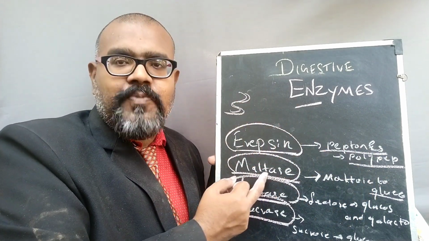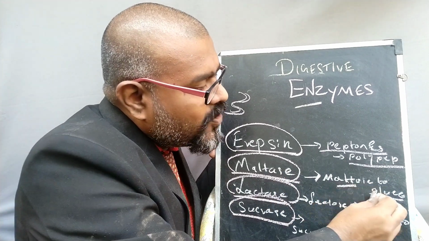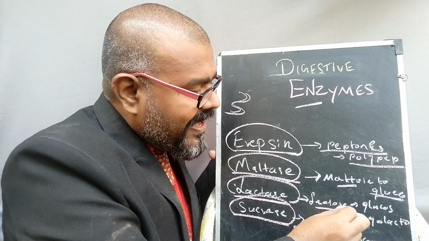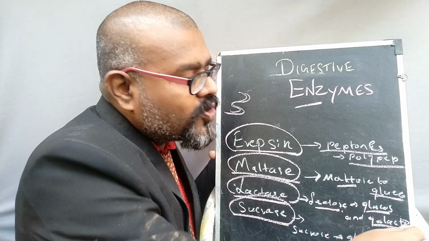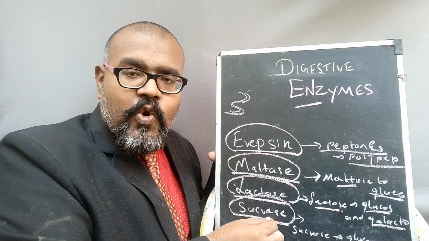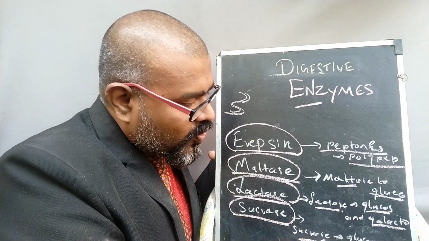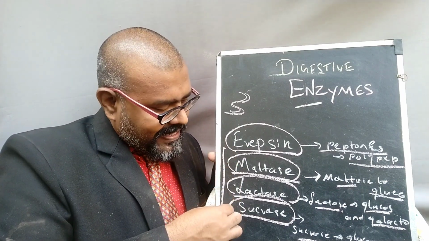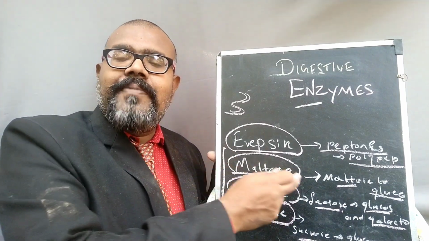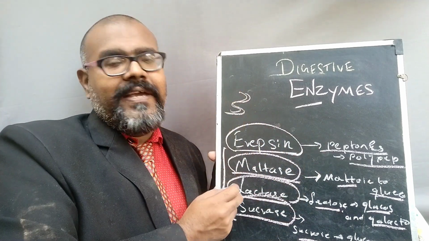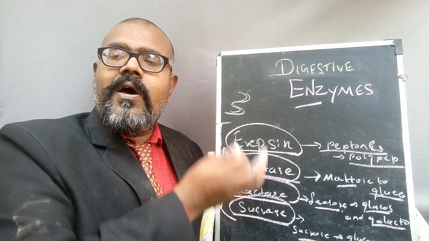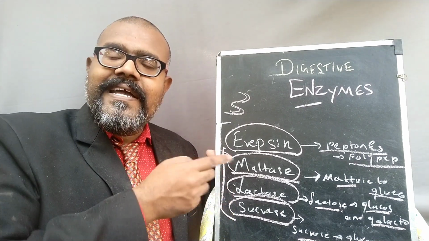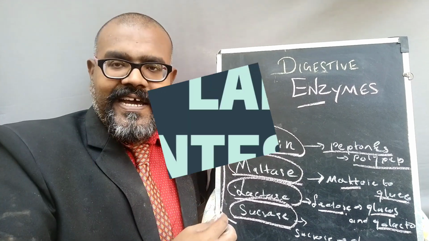Then maltase is responsible for breaking down maltose into glucose. Lactase is responsible for breaking down lactose into glucose and galactose. Sucrase is responsible for breaking down sucrose into glucose and fructose. So the last three enzymes are responsible for breaking down some of the carbohydrate family, and erepsin is responsible for breaking down some of the protein family. These are all the enzymes purposely secreted in the inner lining of the small intestine.